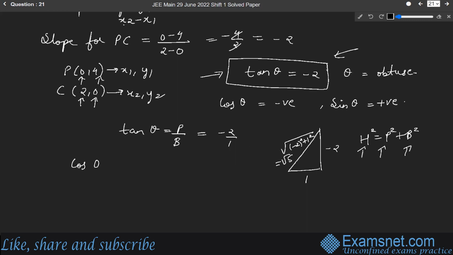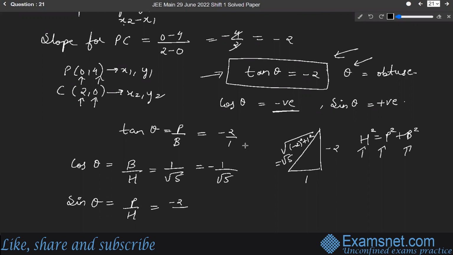Now cos theta. What is cos theta? It is base upon hypotenuse. What is base? 1. Hypotenuse is root 5. So cos theta is equal to 1 upon root 5. But according to the condition here, cos theta should be negative. So it will be minus 1 upon root 5. All right. Now if we talk about sin theta. Sin theta is perpendicular upon hypotenuse. What is the perpendicular? It is minus 2. What is the hypotenuse? It is root 5. But according to the condition, sin theta should be positive. So it will be plus 2 by root 5. Okay. So cos theta is minus 1 upon root 5 and sin theta is plus 2 upon root 5.